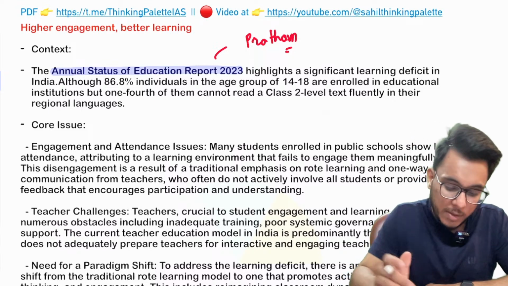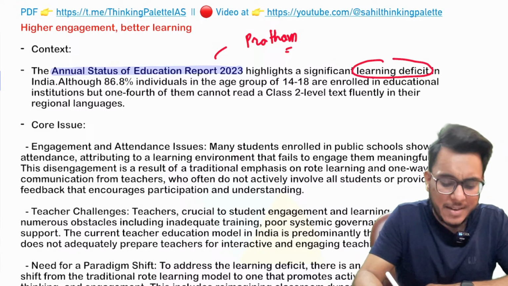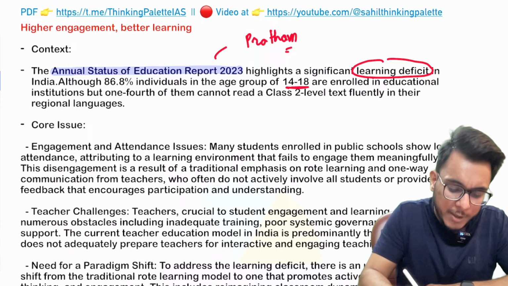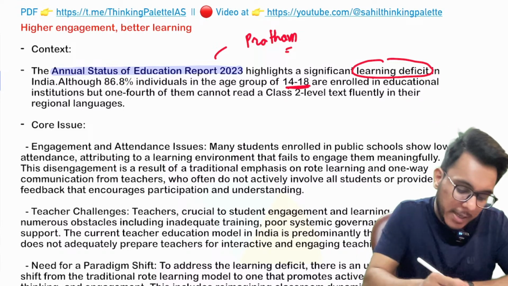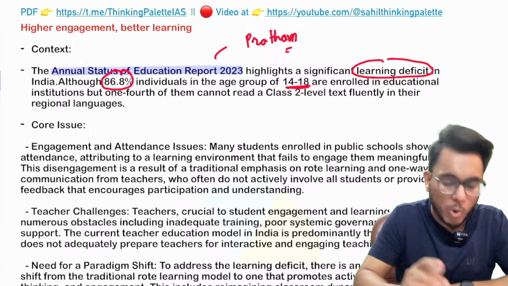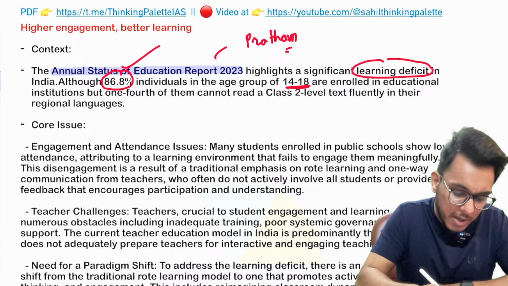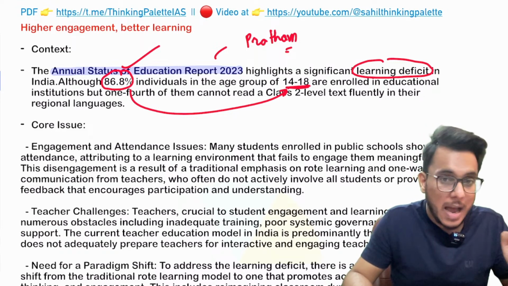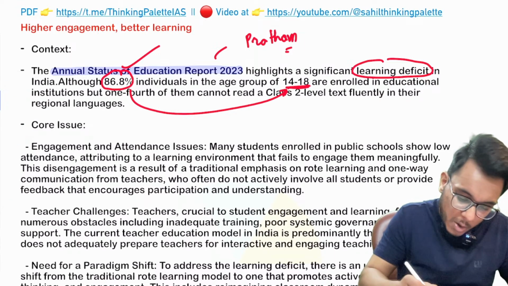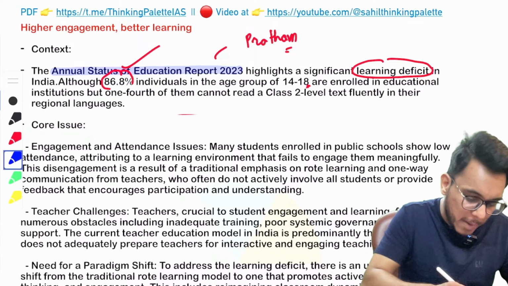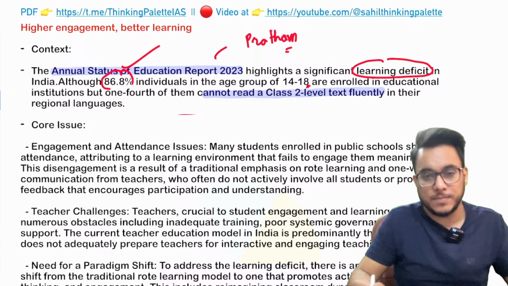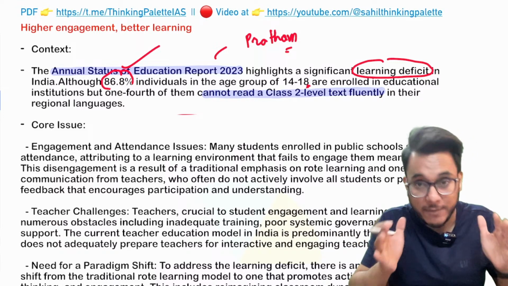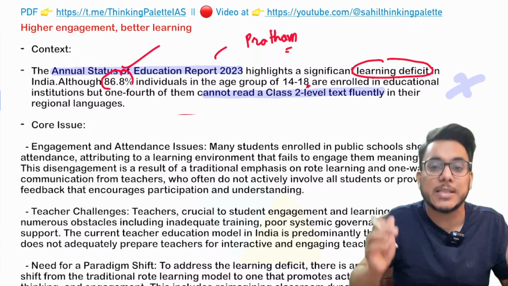This year's ASER report highlights the learning deficit. By the way, every year they highlight the learning deficit that is there in India. This year the focus group was children in the age group of 14 to 18. They say that in this age group, around 86.8% of individuals are enrolled in an educational institution, which is a good thing. But are they learning? No, they are not learning properly. There is a learning gap. Out of these, 25%, one-fourth, cannot read a class 2 level text fluently, which is something concerning.